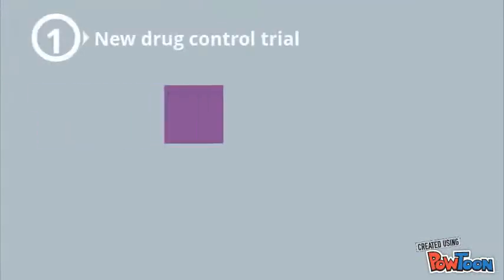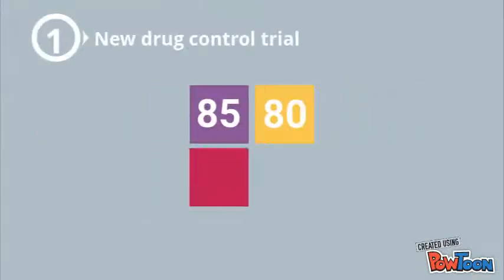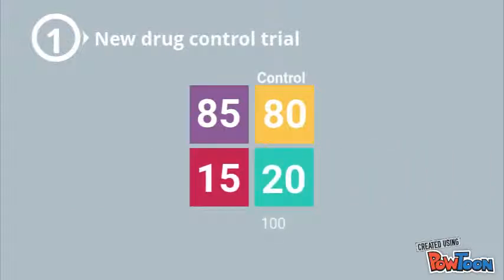To better understand how to calculate the number needed to treat, let's have a look at this control trial. You can see that we have an active group that actually used the drug and a control or placebo group that didn't. And you can see the different numbers here for a total of 100 and 100 patients.